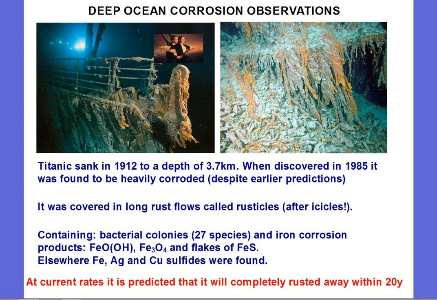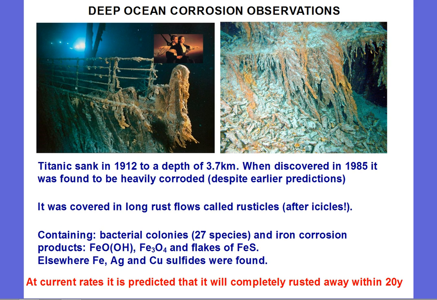But what actually did they observe when they saw the deep ocean corrosion? Well, one of the most famous wrecks they found in the deep ocean was the Titanic, and despite the fact that it sank in 1912 and was discovered in 1985, which is only about 70 years, it was heavily corroded despite predictions. It was covered in long rust flows called rusticles, named after icicles. It also had flakes of different corrosion products all over the place as well. So you've got rusticles here, and you've got flaky corrosion products here.